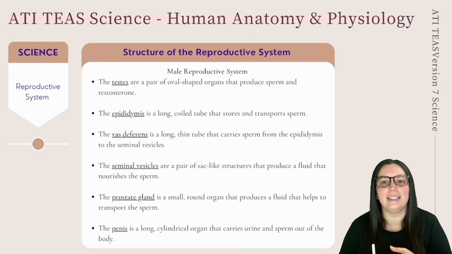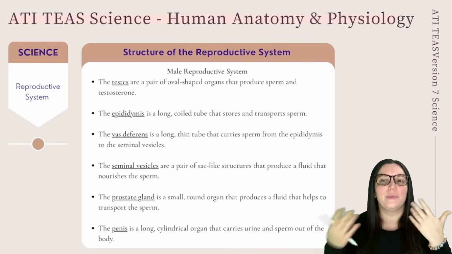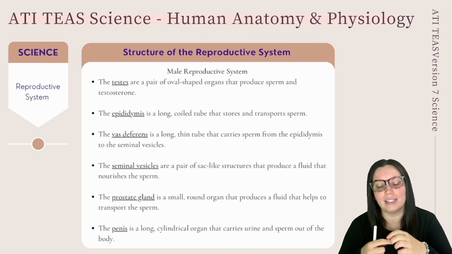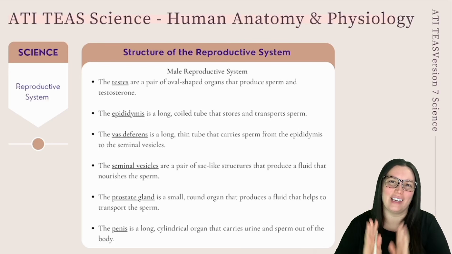The prostate gland is a small, round organ that produces a fluid that helps transport the sperm. And then lastly, the penis. That's that long cylindrical organ that carries urine as well as sperm outside of the body.